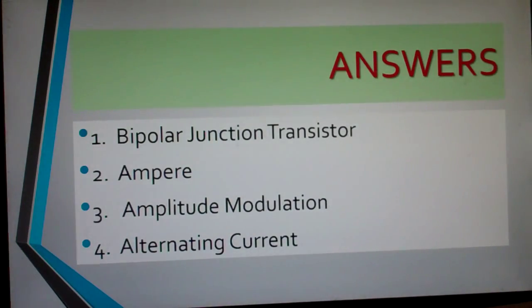Answers. Number 1 was bipolar junction transistor. Number 2 was ampere. Number 3 was amplitude modulation. Number 4 was alternating current.